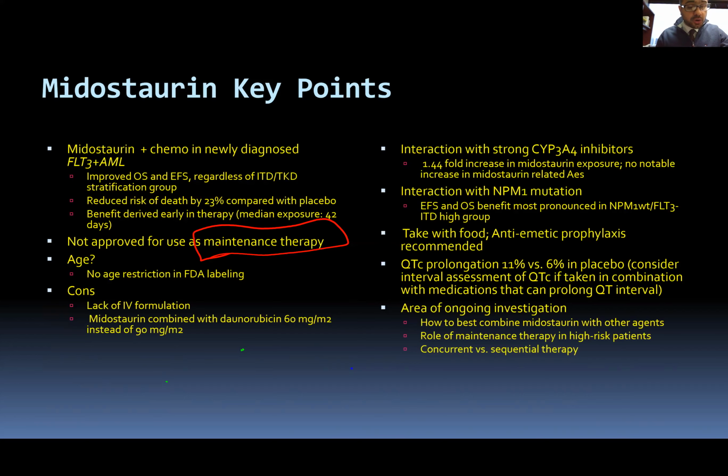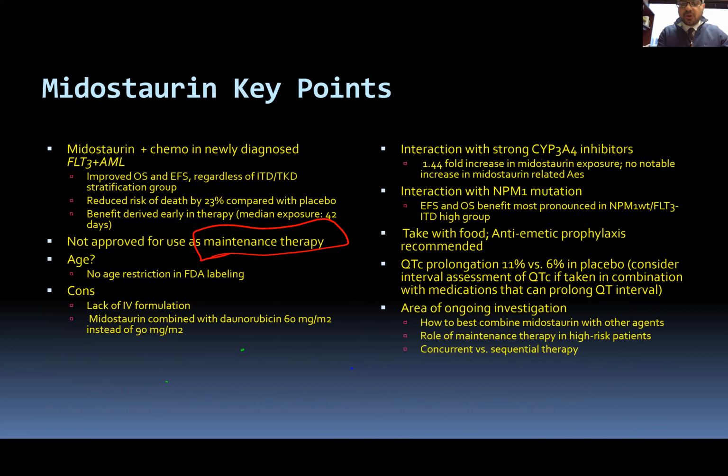However, it's an oral combination, and you know that oral combination in the setting of induction chemotherapy is not always the most tolerated therapy, because they are having chemo-induced nausea and vomiting and such that you're not sure if they're actually keeping the pill down, or is it absorbed appropriately with all the enteritis or colitis induced by the chemotherapy.